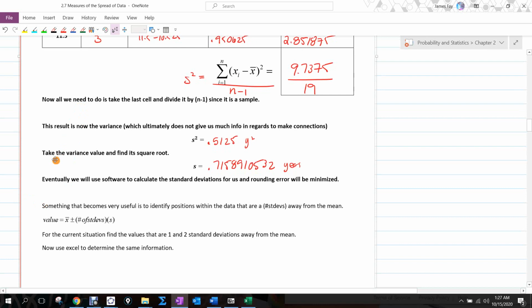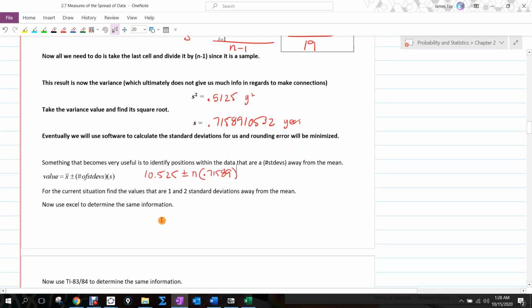Something that becomes very useful is to identify positions within the data that are some number of standard deviations away from the mean. So what we do is, let's write it this way. Let's say I take X bar, which was the 10.525 number, and then add or subtract my standard deviation. I'm just going to put N out here for a multiplier. But now I put 0.71589. What this allows me to do is figure out what data values are going to be within one standard deviation of the mean, so how they're spread from the mean.